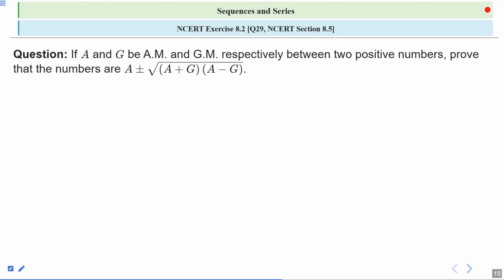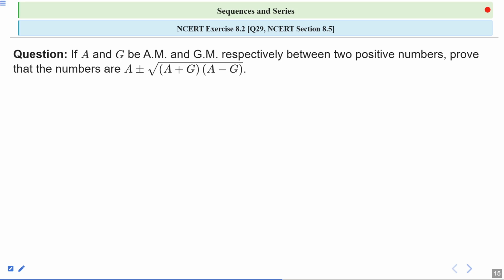So in the next question here we have given A and G, AM and GM. If A and G be AM and GM respectively between two positive numbers, then we have to prove that the numbers are A plus minus square root of (A plus G) multiplied with (A minus G). Basically we have given A and G, where A is AM and G is GM of two positive numbers.